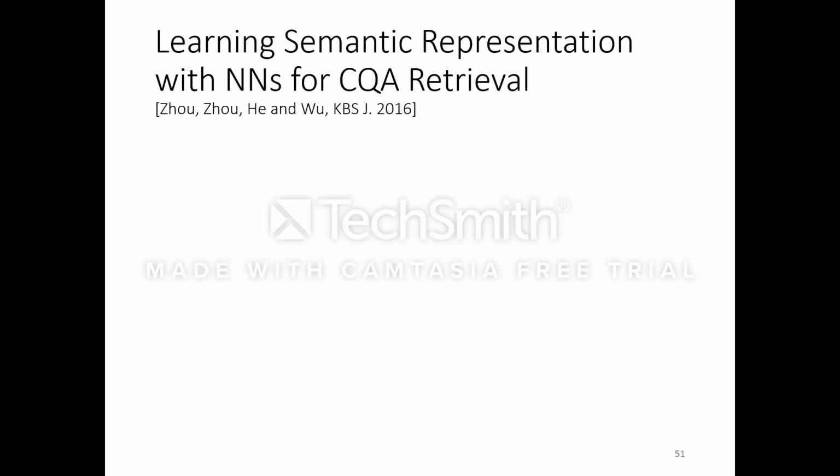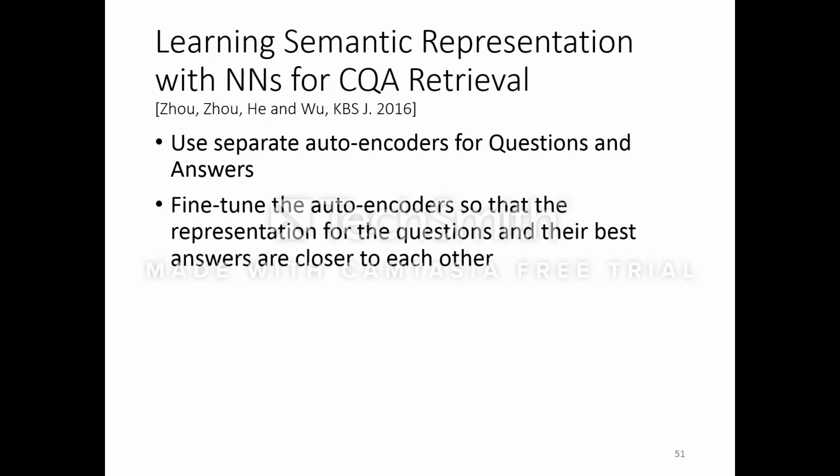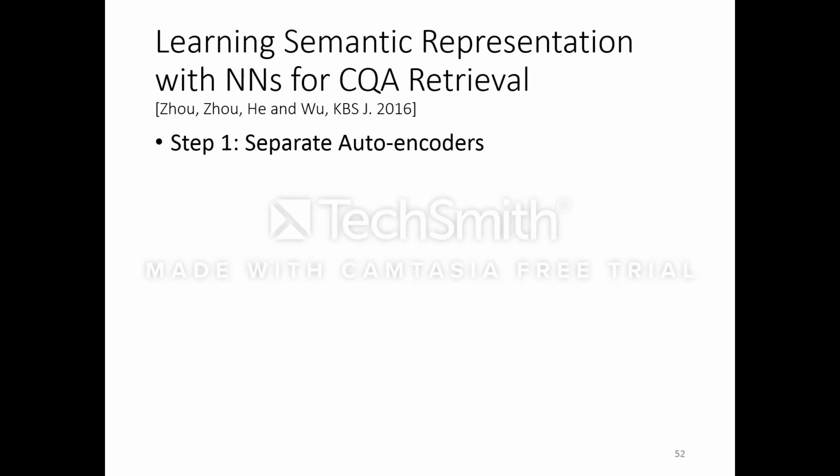So let's look at how they are used in the case of CQA retrieval, right? And this is from the Knowledge-Based Systems journal in 2016. So this is much later work. What they do is they use separate autoencoders for questions and answers, and they fine-tune the autoencoder so that the representation for the questions and their best answer are close to each other. So let's look at each of these steps in isolation.